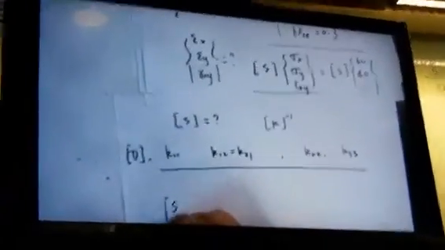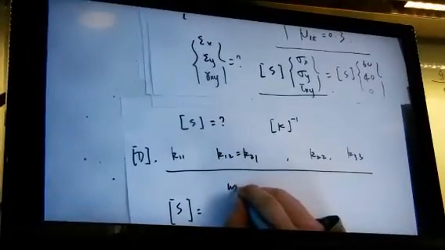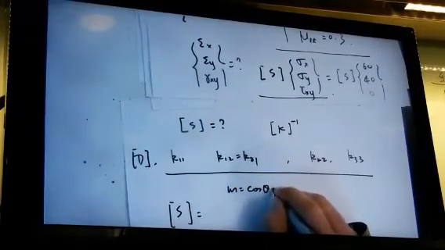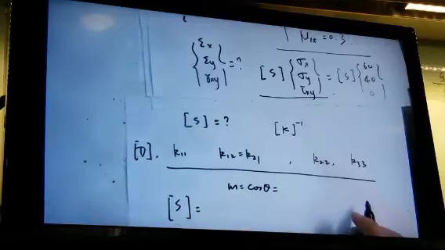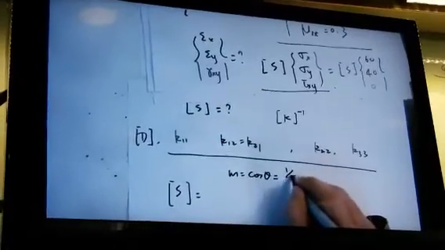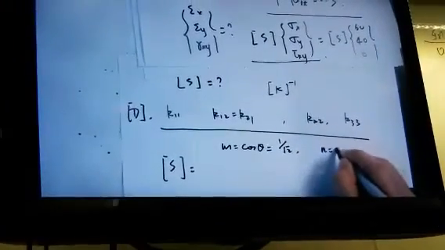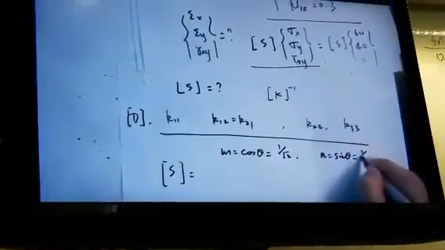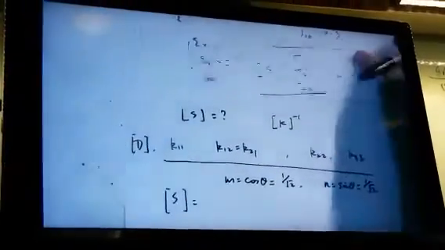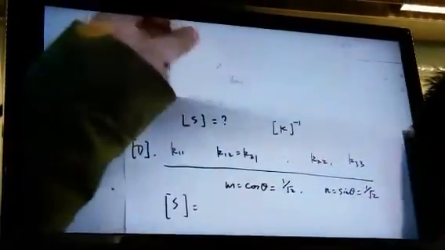So what is the S matrix? Here m is equal to cosine theta, where the theta angle is 45 degrees, so this much. n equals sine theta, which equals this much. And then we come back to look at this equation.